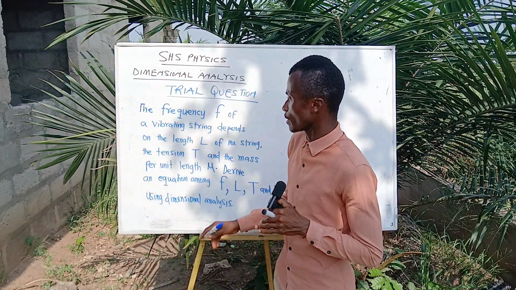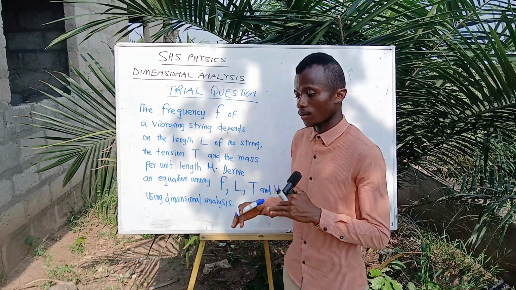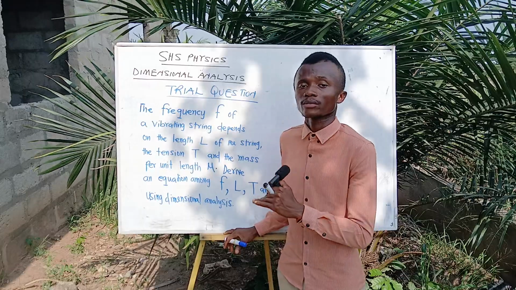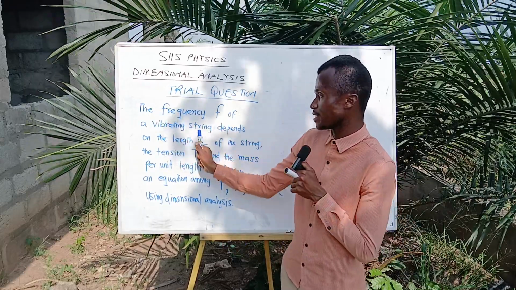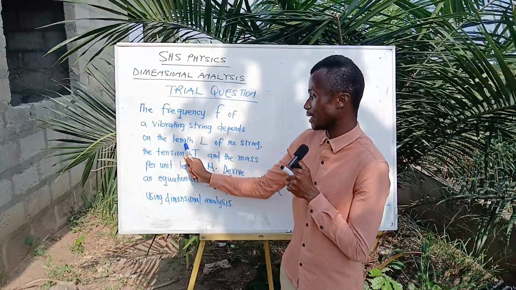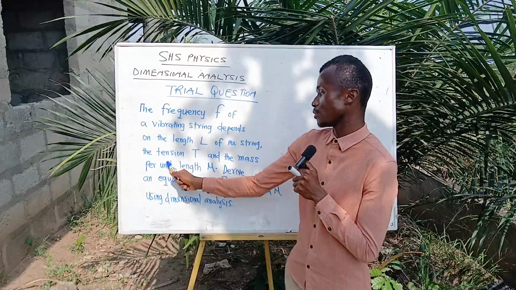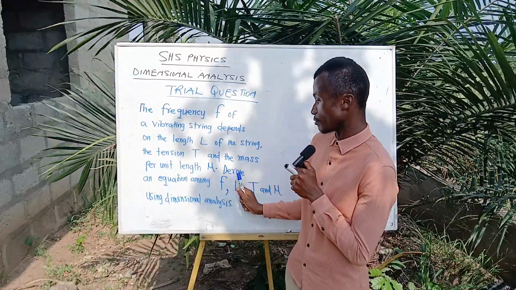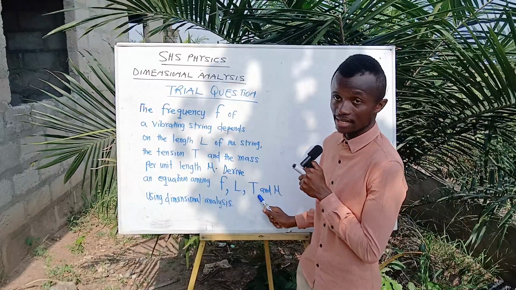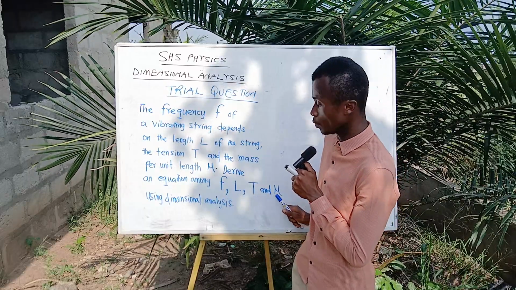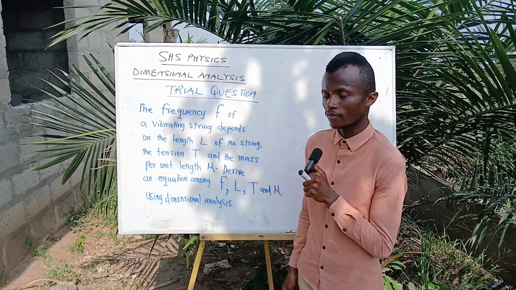So I end the episode with this trial question to Saida Rahman and all other serious physics students who would like to join the channel. The trial question goes: the frequency F of a vibrating string depends on the length of the string, L, the tension T, and the mass per unit length mu. Derive an equation among the frequency F, the length L, the tension T, and the mass per unit length mu using dimensional analysis. There is a hint I need to give you.